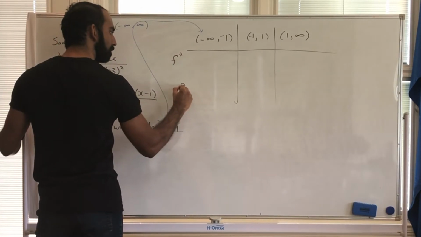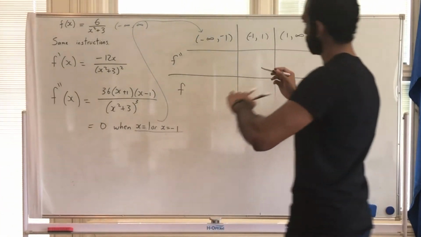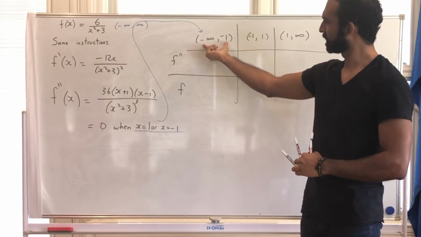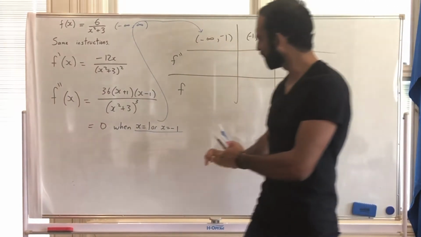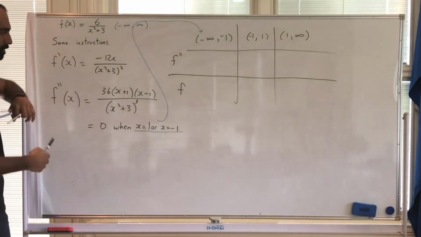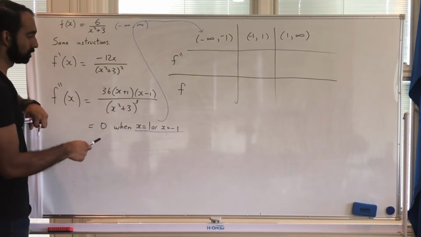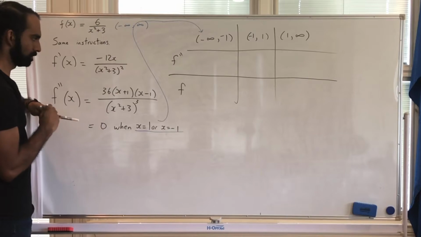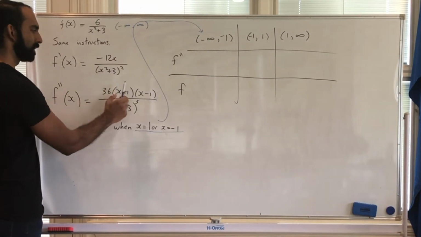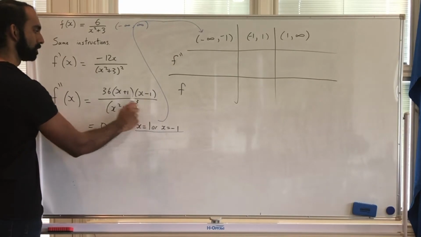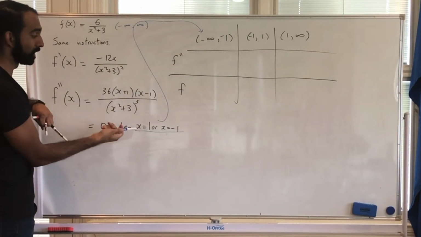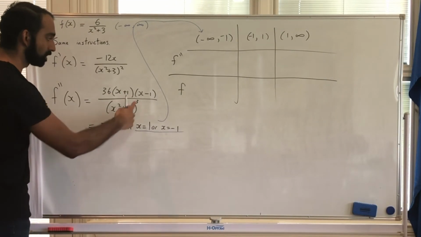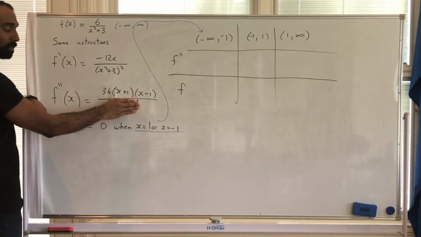There's my sign of f double prime. Here's my behavior plane of f. Now let's take it piece by piece. Pick a number on this interval. Negative 100. If I stick negative 100 into my second derivative, what kind of number comes out? You'll have a negative on both binomials, so it'll be a negative times a negative, so it'll be a positive, times positive 36. We already discussed that the bottom is always positive. X squared plus 3 is always positive, cubed it stays positive. So we don't need to worry about the bottom at all.